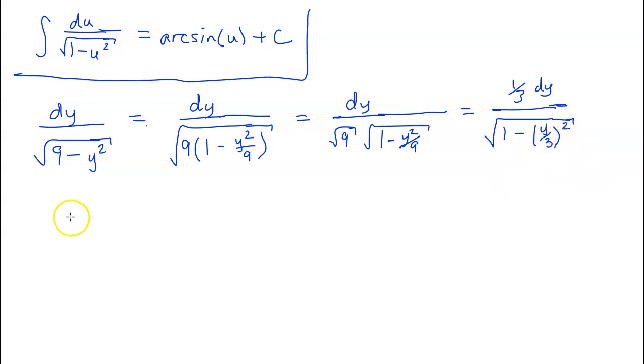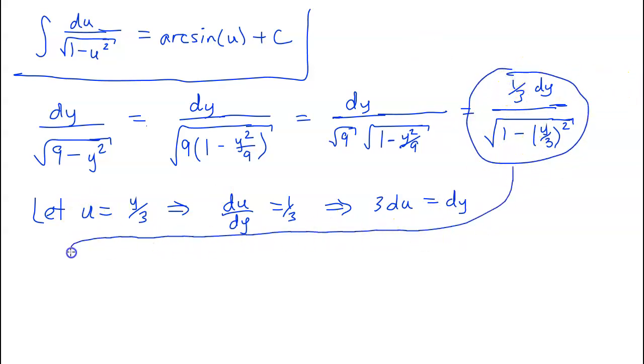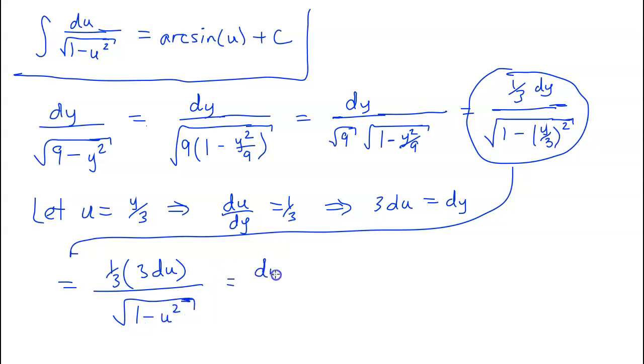So from this point here, I could say let u equal y divided by 3, which implies that the derivative of u with respect to y is just going to be 1/3. And thus, if I want to figure out what dy is going to be on its own, I would multiply both sides by 3, multiply both sides by dy, and I would end up having 3 du is equal to dy. And so now that I have that, I could take what I have here and now say that I have 1/3 times 3 du all over square root of 1 minus u squared. Okay, and of course the numerator just ends up being du, and I just get this.